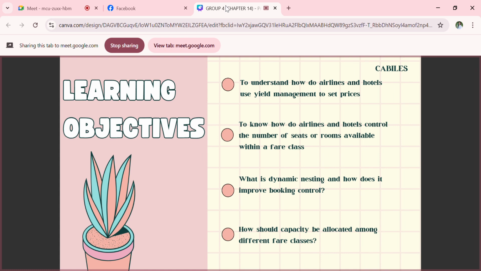Okay, good day everyone. The first learning objective is to understand how airlines and hotels use yield management. Second, to know how airlines and hotels control the number of seats or rooms available within a fare class. Third, what is dynamic nesting and how does it improve booking control? Fourth, how should capacity be allocated among different fare classes?